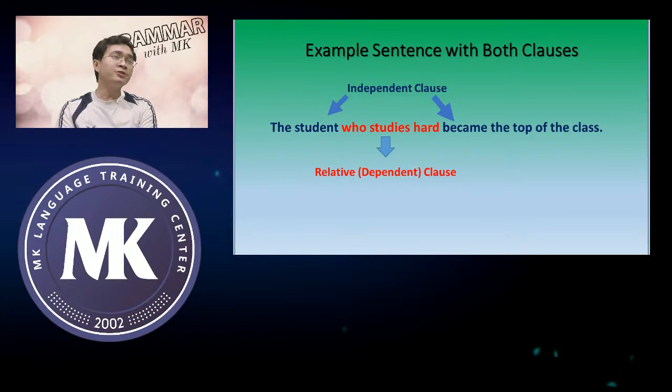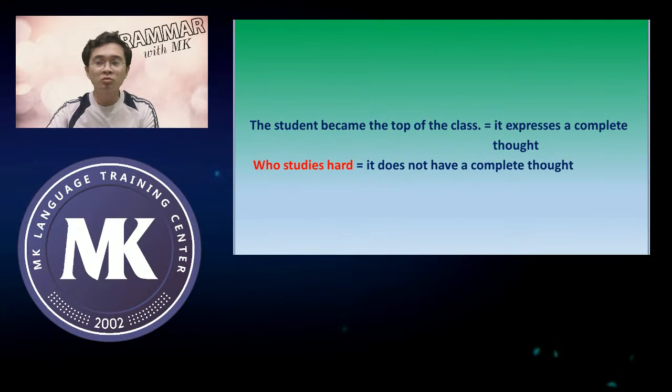So if you notice, we have the subject student, and we have the verb became there. If you try to separate this sentence, we can notice that the student became the top of the class. So this sentence expresses a complete thought, right?